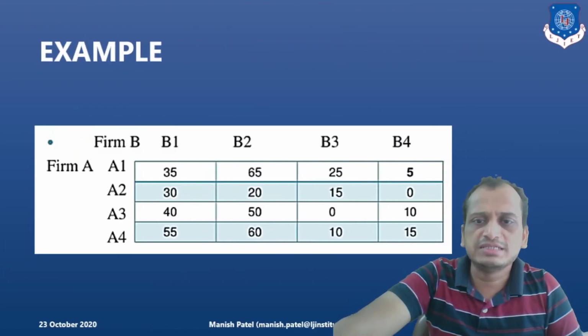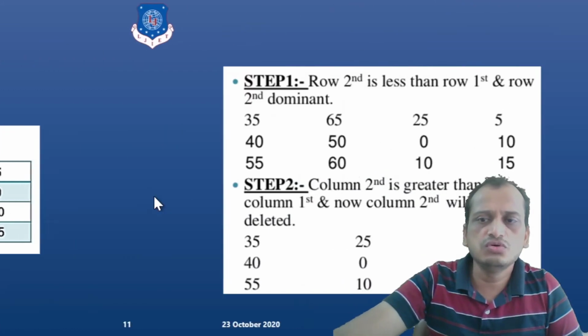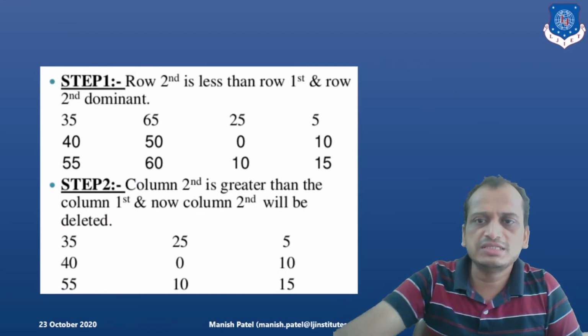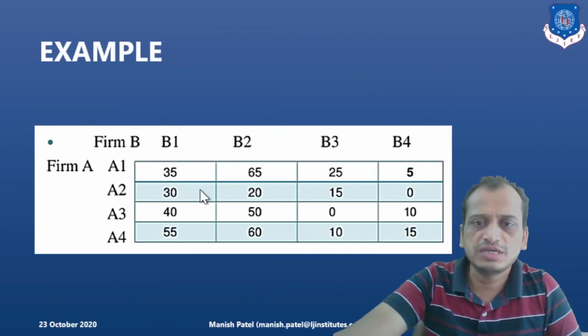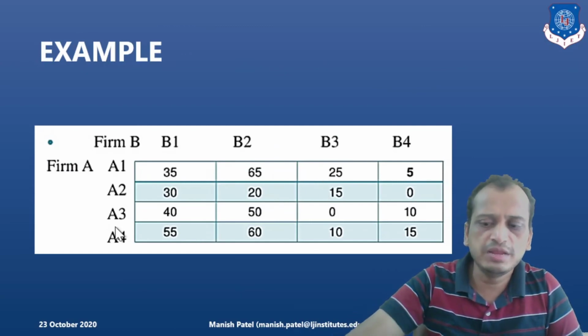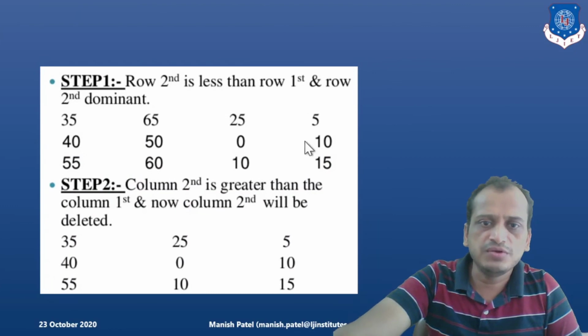Let's look into the next example here. A 4 cross 4 matrix is given. Now again we will scan the rows. So the second row is less than the first row. If you see here, in the second row, 30 is less than 35, 20 is less than 65, 15 is less than 25, 0 is less than 5. So we can easily remove A2. So we have removed A2 here.